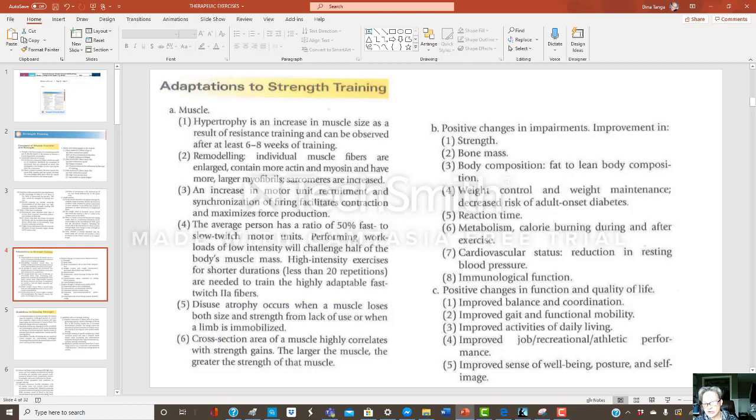positive changes in function and quality of life, improved balance and coordination, gait and functional mobility, activities of daily living, job, recreational, athletic performance, sense of well-being, posture, and self-image.